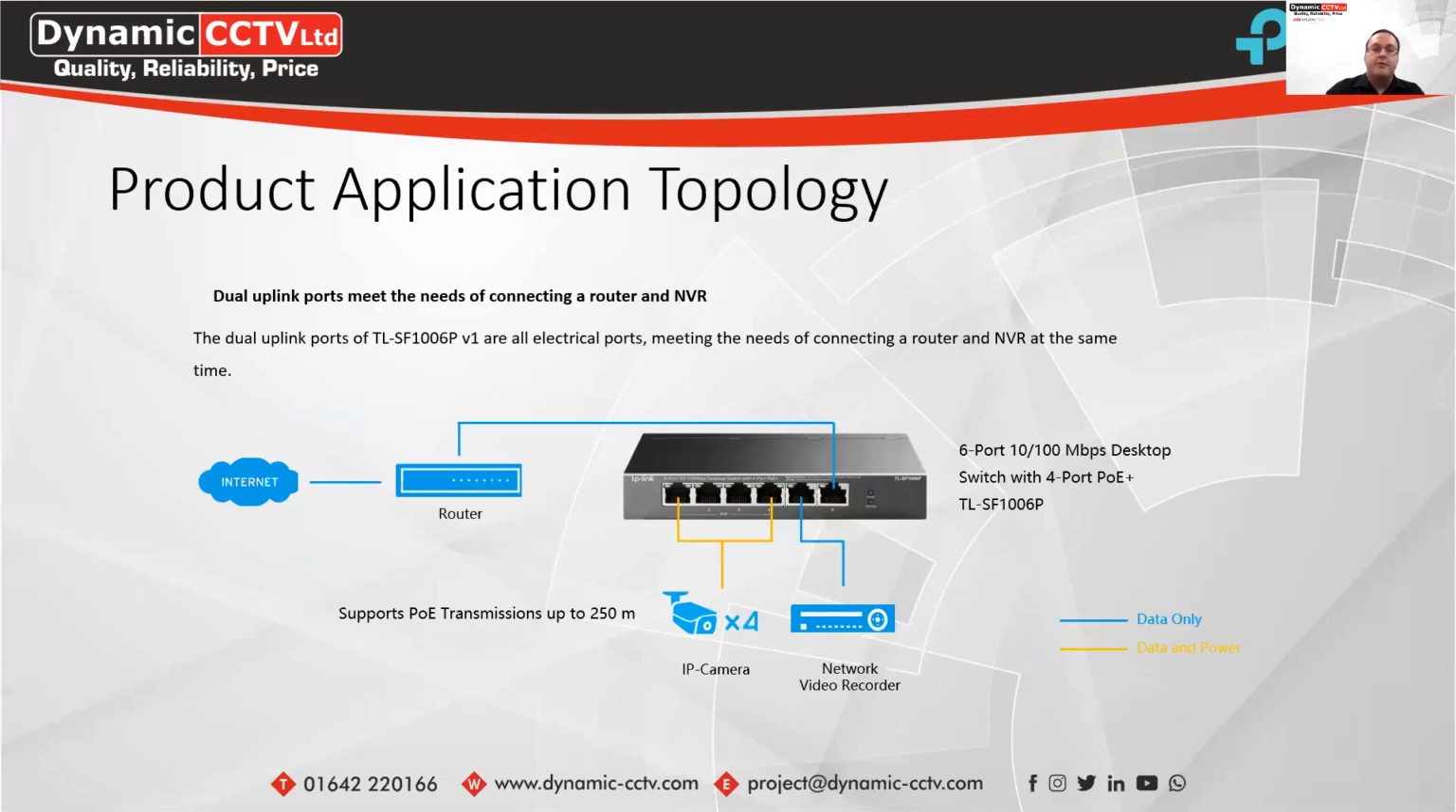So this is a general topology that we'd usually see when using these types of switches with the smaller 100 meg switches. This is a 6-port switch, 4 ports for your IP cameras, one to connect to an NVR via the LAN port, and then the other uplink port would be used to connect to a router. And you can see there we've got our PoE to the actual cameras on ports 1 to 4, and then 5 is going into the NVR and number 6 is going to the router. So that's a relatively small system.